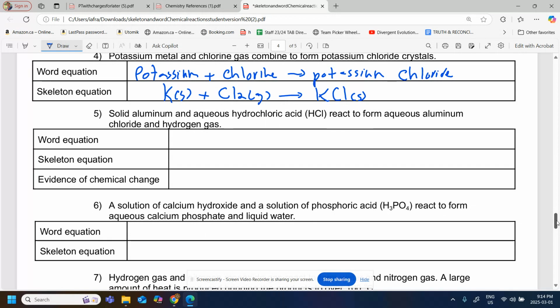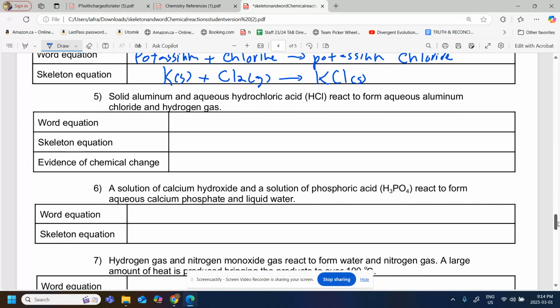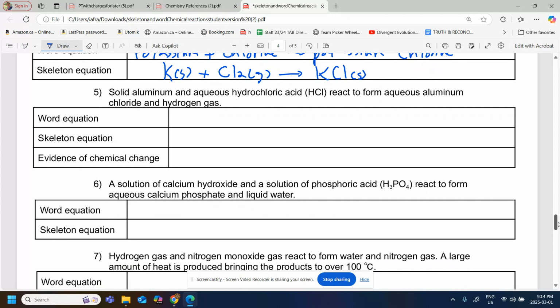All right, our next one here, we have aluminum and hydrochloric acid reacting to form aluminum chloride and hydrogen gas. So we can do aluminum plus hydrochloric acid, they're going to produce aluminum chloride plus some hydrogen.